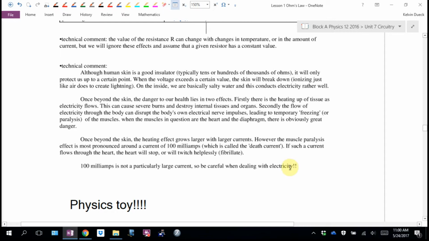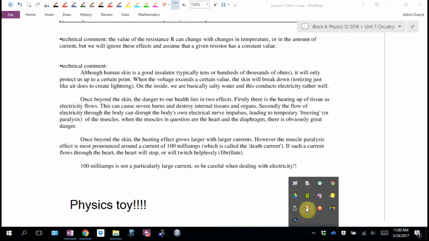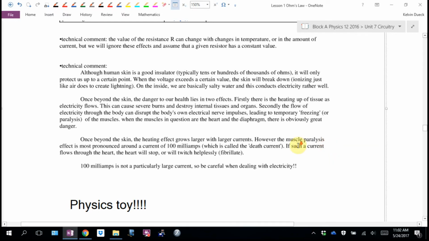I've told you that your skin is a pretty good insulator. I'll prove it. I got a new physics toy. You guys are the first ones to see it. Next page.